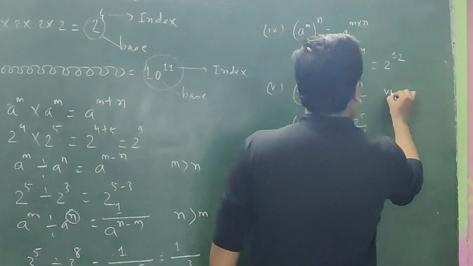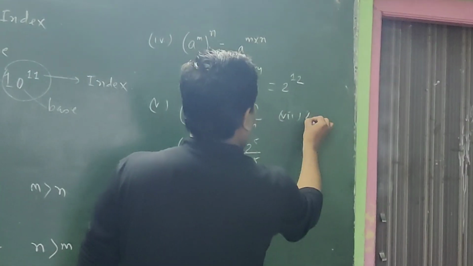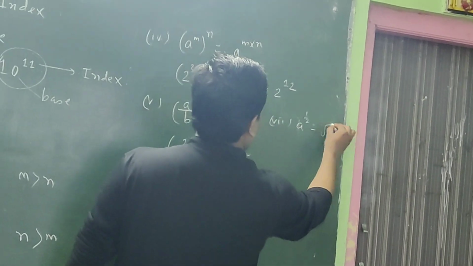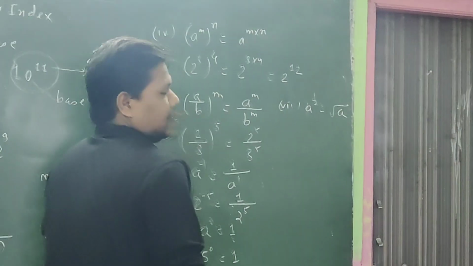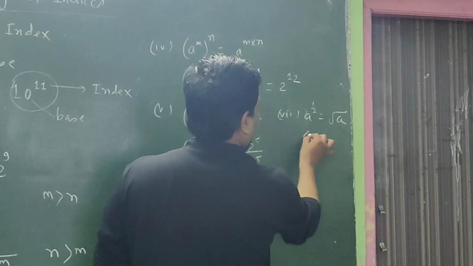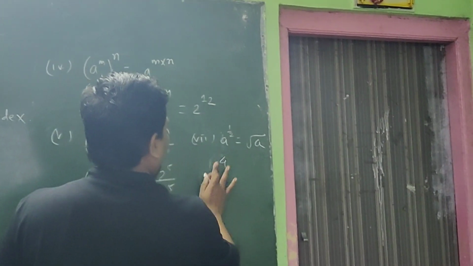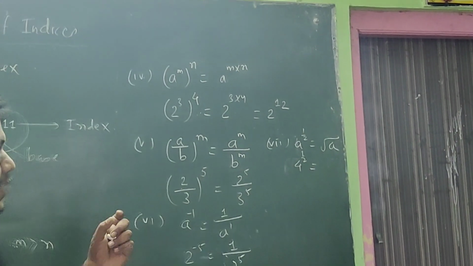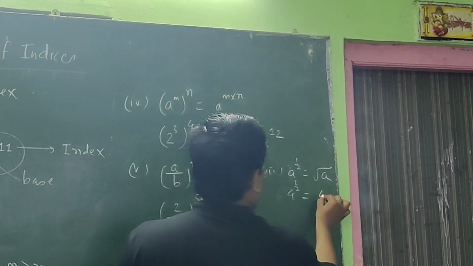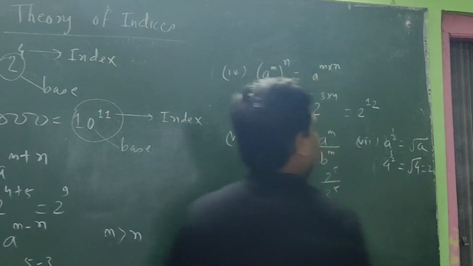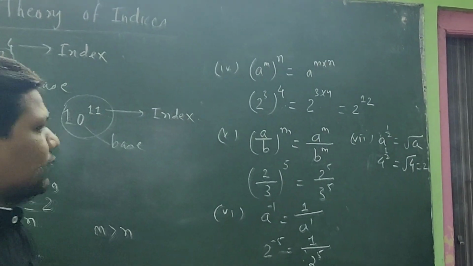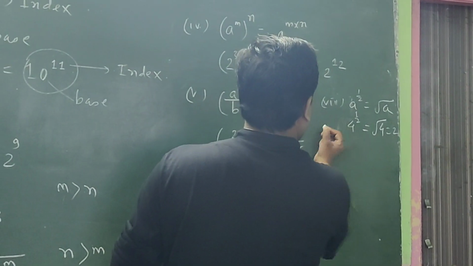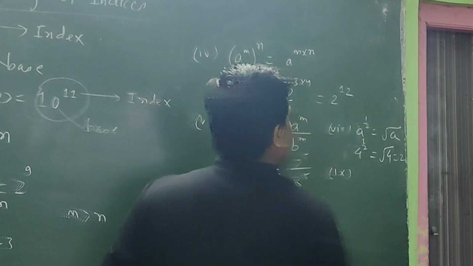Now the 8th formula is if something is raised to half. For suppose a raised to half, then the answer will be square root of a. Let's take an example: 4 raised to half. 4's power is half, then the answer will be square root of 4, and the answer will be 2.